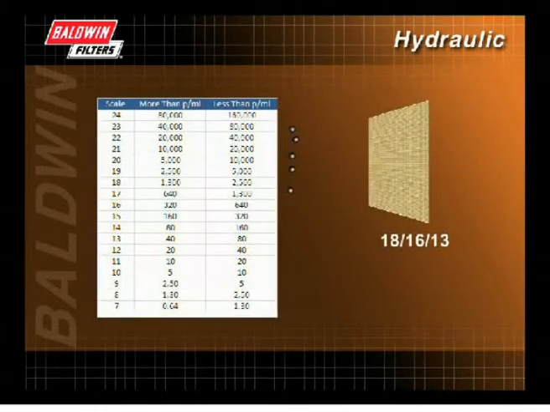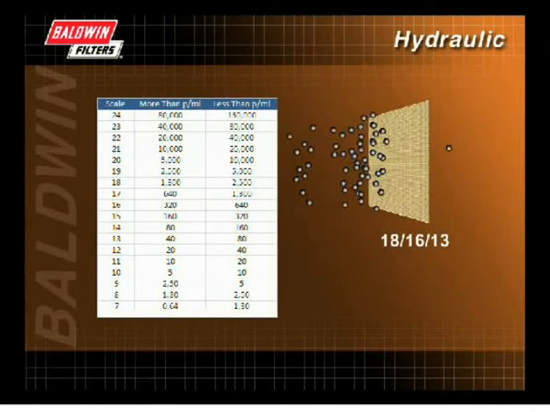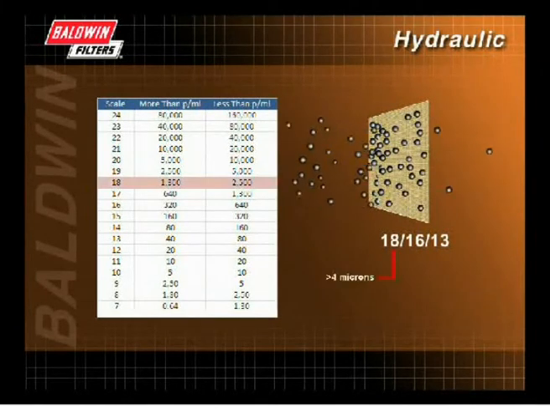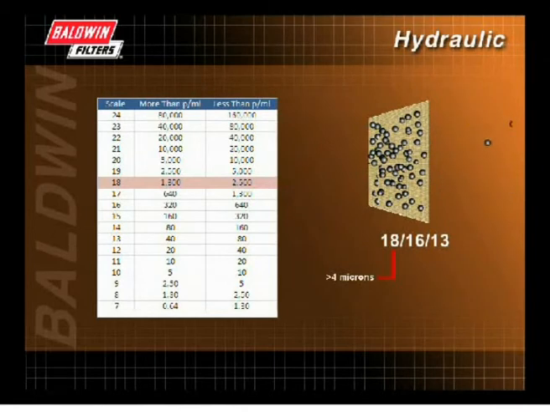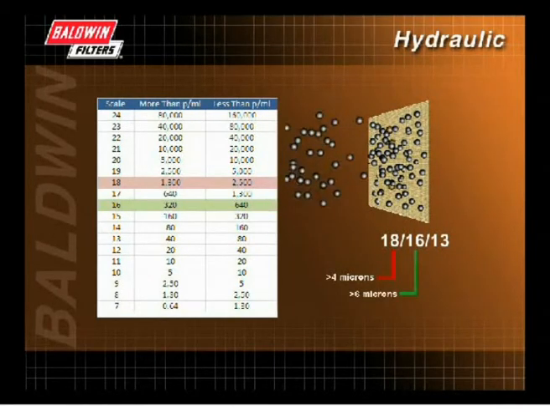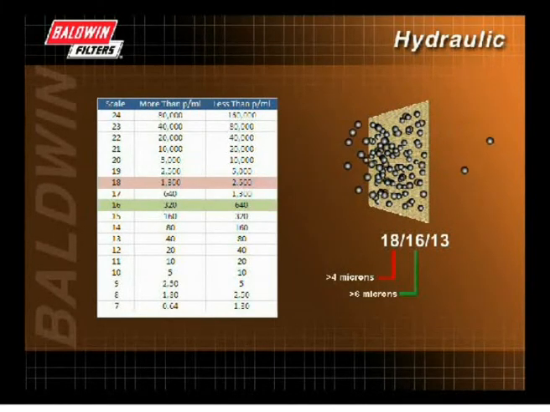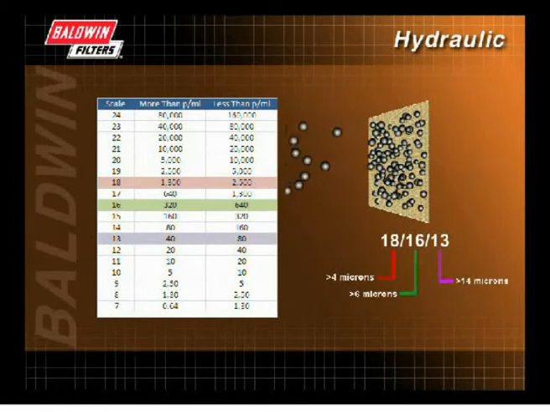In this example, to meet the manufacturer's specifications, a 1 milliliter sample of fluid should contain no more than 1,300 to 2,500 particles greater than 4 microns in size, 320 to 640 particles greater than 6 microns in size, and 40 to 80 particles greater than 14 microns in size.